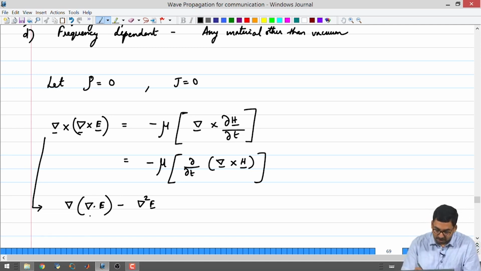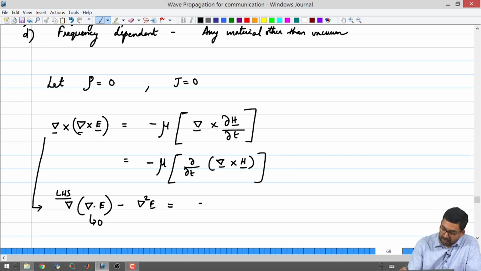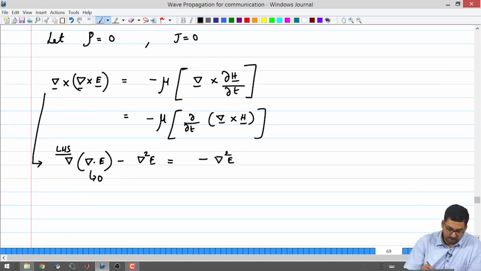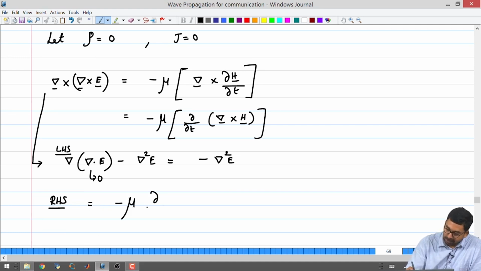Okay. This part we have assumed it to be 0, del dot D is equal to 0. So, consequently del dot E is equal to 0. So, this is the left hand side, right. So, since the first term is 0, I have minus del square E. The right hand side will become minus mu dou by dou t of del cross h, which is del D del t because we have no J.